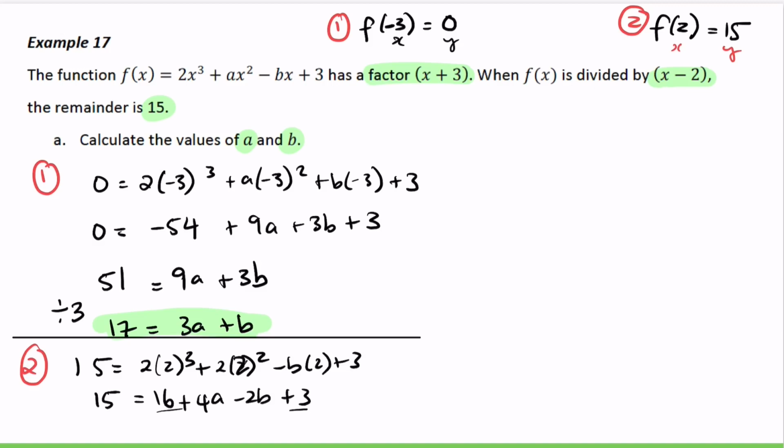Now 16 plus 3 is 19. When I take that over to the other side, that'll be 15 minus 19, which is negative 4. That's 4a minus 2b. And then, as you can see, I could simplify this by dividing everything by 2. So when I divide everything by 2, I will get negative 2 is equal to 2a minus b, and that will be my second equation.